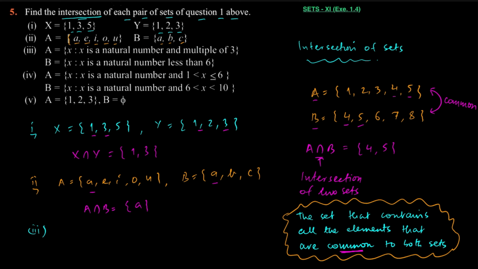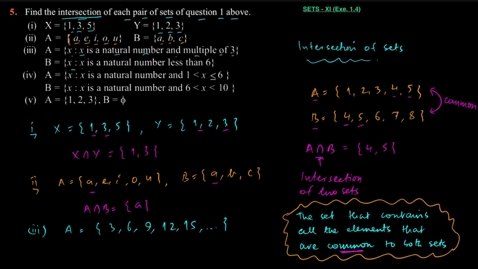Part number 3. We are having a set A where x such that x is a natural number and multiple of 3. Let us represent this set in roster form. So it will be having elements as 3, 6, 9, 12, 15 and so on, because each of these numbers represent a natural number and a multiple of 3.